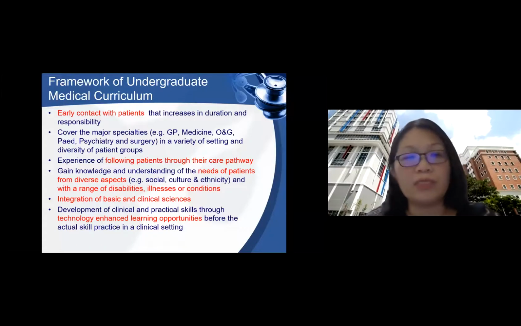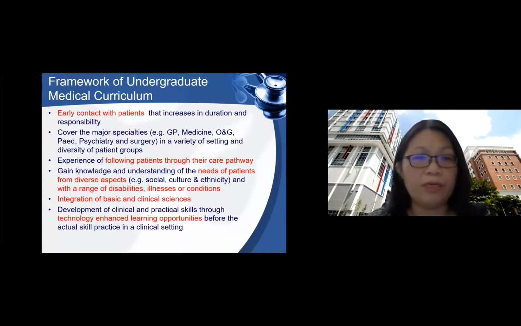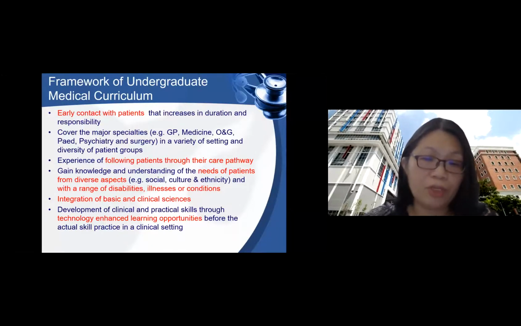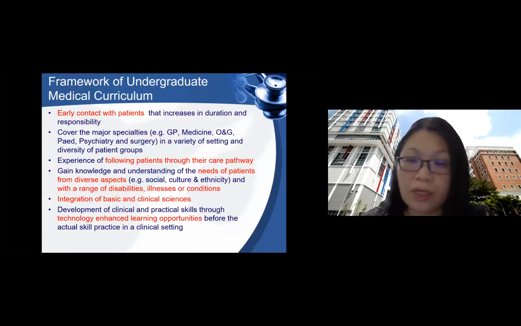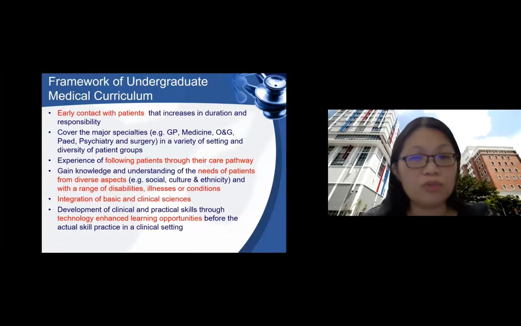The first one is early contact. We must ensure that the medical program allows early contact with the patient, right? For example, some schools may have contact with the patient even starting at the preclinical year, even year 1. Some schools may want the student to finish their basic theory in medical science first, and only then start to have patient contact. But even though different schools may have different ways of designing their medical program, all in all, we emphasize early contact with the patient, and the contact should increase in duration, and also the responsibility of the student when they see the patient will increase throughout the 5 years of the medical program.